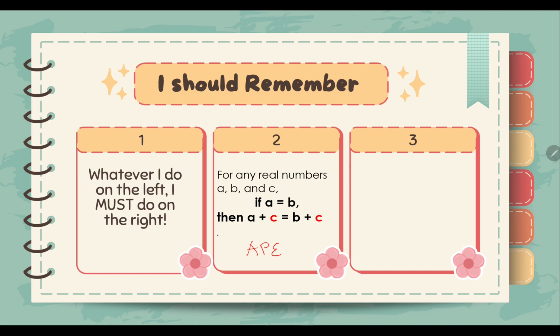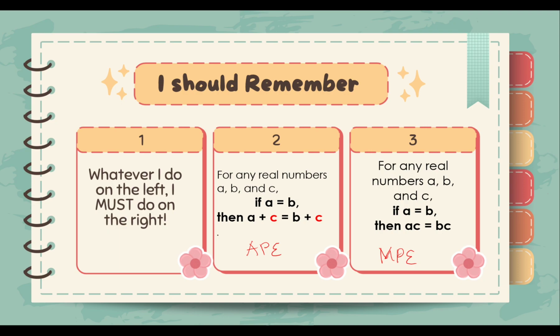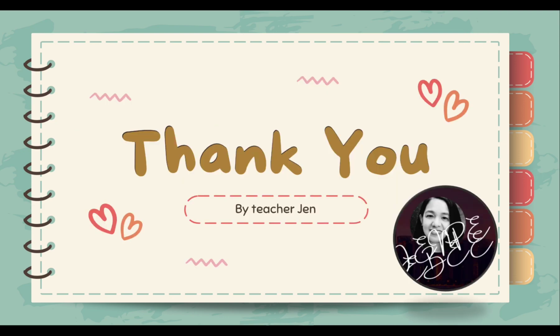And for any real numbers a, b, and c, if a is equal to b, then a times c is equal to bc, or b times c. That's the multiplication property of equality. So these were what we have applied in solving the equations. So again, don't forget this as you solve linear equations in one variable.